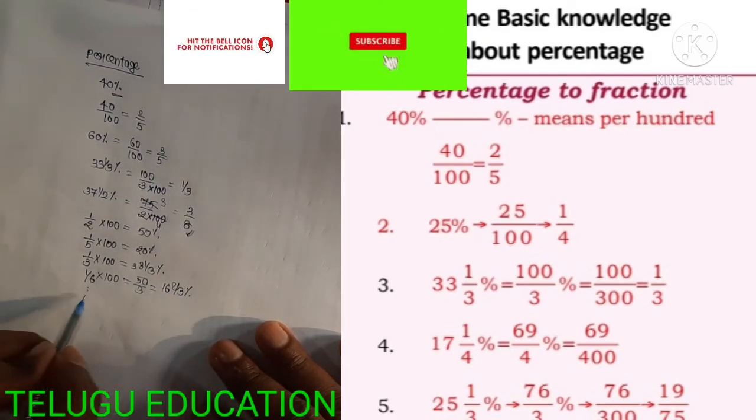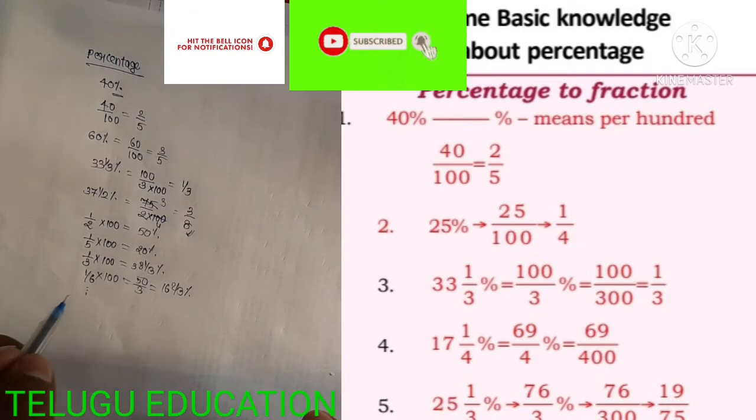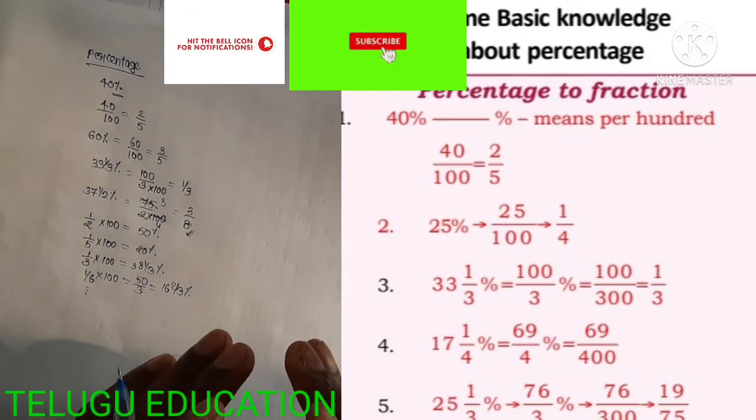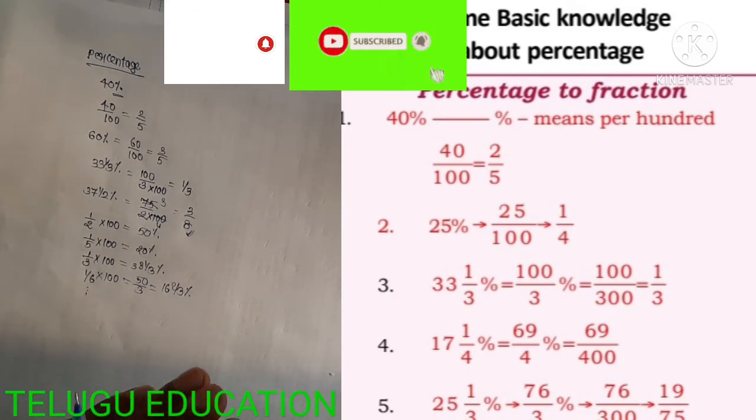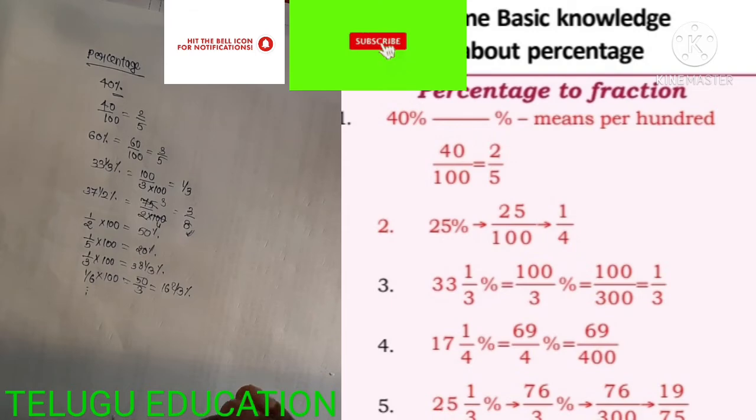Okay, and so on. Okay, so convert percentage into a fraction: divide by 100. To convert a fraction into a percentage, multiply with 100.